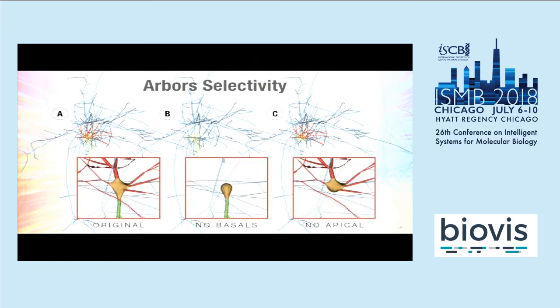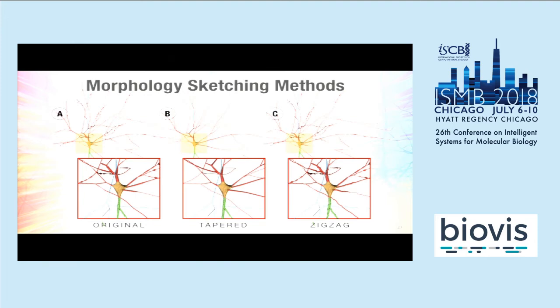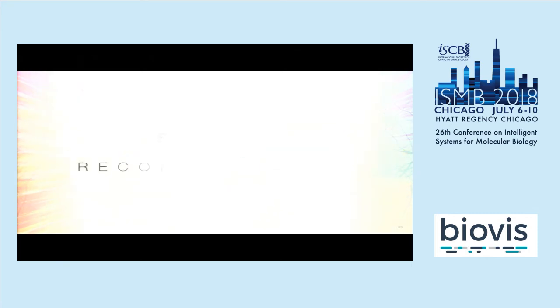So in A, we have the full morphology. In B, we ignored the basal dendrites, and in C, we ignored the apical dendrites so that you can see the shapes of the somata in blue are totally different. And finally, we added some sketching methods that allow us to remove the little zigzags in the original morphology in A and make them tapered, and also add some artistic methods of drawing the morphologies.